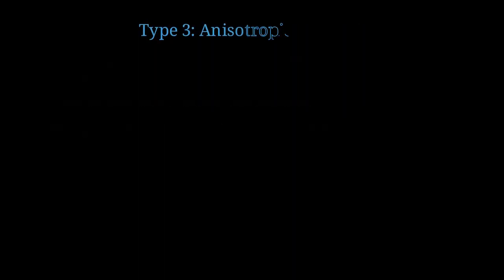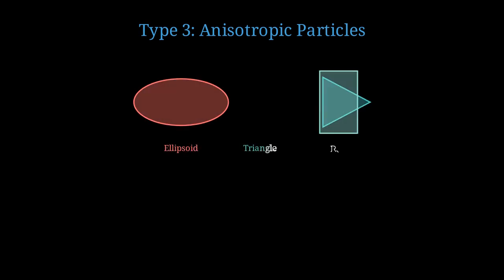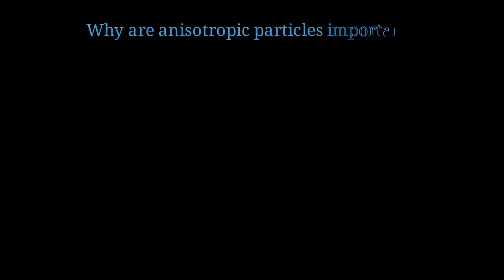Now we come to perhaps the most fascinating material, anisotropic particles. These are particles with directional properties. They're not spherically symmetric. Anisotropic particles come in many shapes: ellipsoids, rods, discs, triangles, dumbbells, and more complex geometries. Each shape imparts unique properties. You might wonder, why go through the trouble of making non-spherical particles? What advantage do they offer?